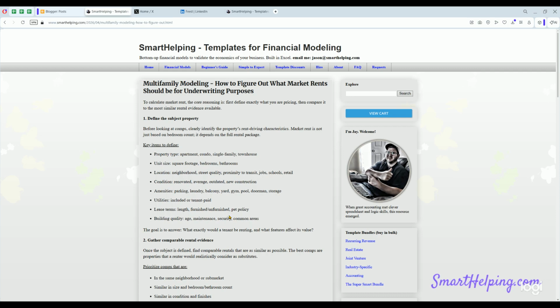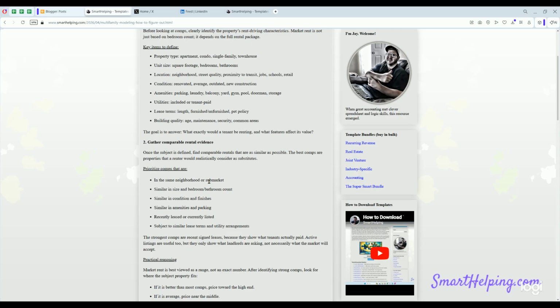And I probably should put a model in that lets you do a grading process for each category and assign a value per month, rent per month, for a given unit type. I don't know, that might be useful. But you're going to want to take into account all these different things to come up with some market rent or some subject base, right? So the goal is, what exactly would a tenant be renting and what features affect its value?